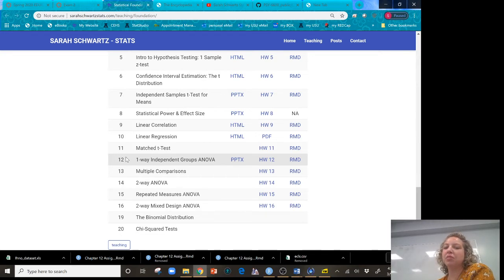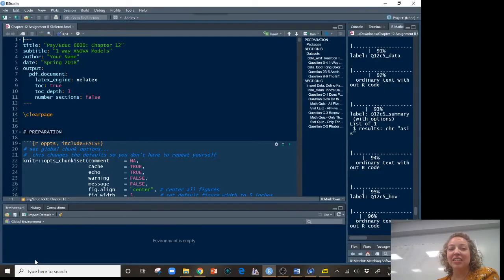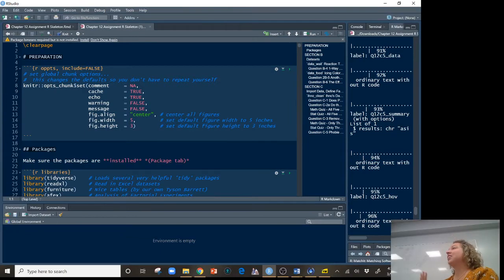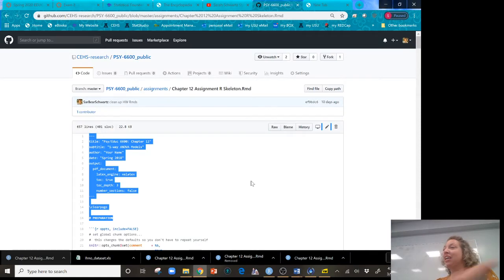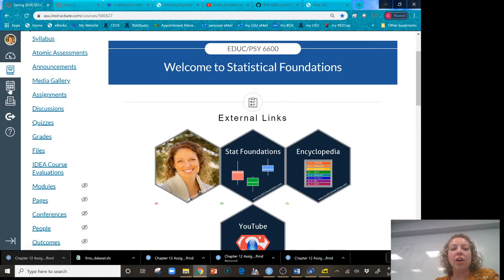one-way independent groups ANOVA. The PowerPoint, the homework worksheet, and the RMD file are all up. I will tell you that just came in. If you click on the RMD and download it, it will not have the RMD header, which is frustrating me to pieces because if I go into the GitHub where it lives, where it's getting it from, it has the header. So you can either add the YAML header, copy and paste it from any other homework you've ever done, or your other option is to download the homework RMD from files.